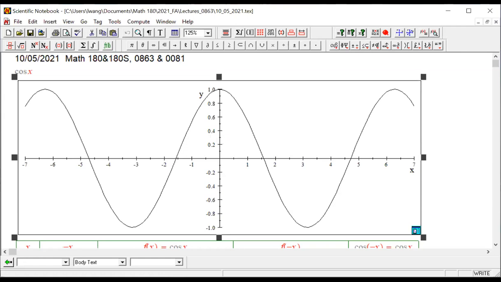Now suppose we look at two inputs that are opposite to each other. I'm going to use a different color, blue. Inputs opposite to each other: x, negative x. And what are their respective outputs? Their outputs are the same.